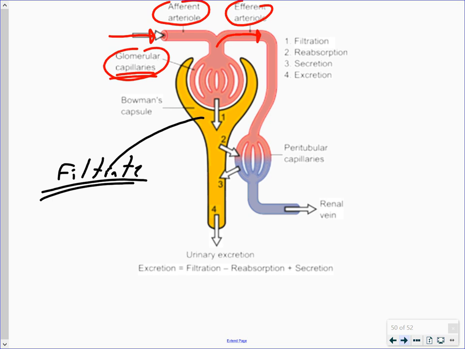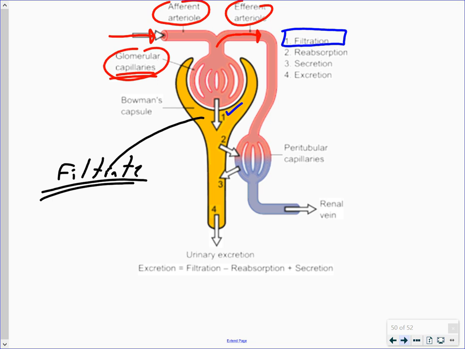This diagram here very nicely shows the processes that are involved in the formation and eventually elimination of the urine. The first one is filtration. That is what is taking place at this interface between the glomerulus and Bowman's capsule. And in the next slide, we'll take a look at exactly, again, what is being filtered.